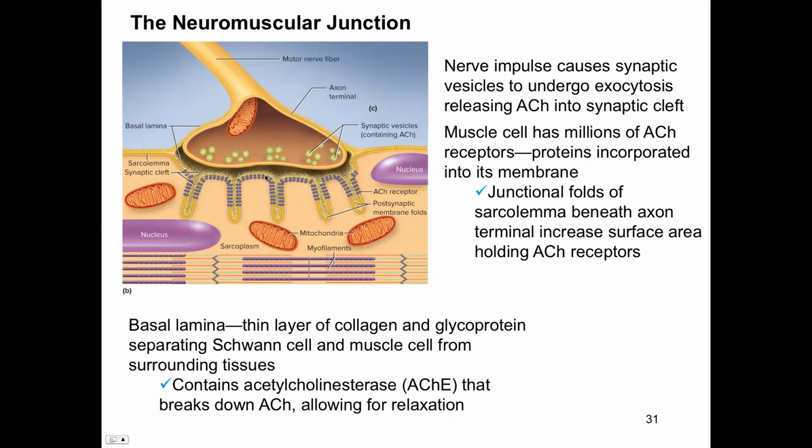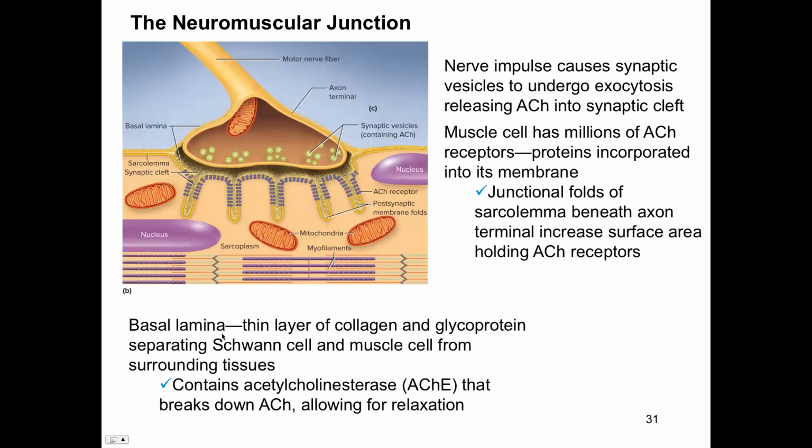The neurotransmitter, when we're talking about skeletal muscles, is called acetylcholine. It diffuses across the junction and binds to its receptors on the muscle cell. Here you can see on the muscle fiber, the sarcolemma, these invaginations. This is increasing the surface area, so you can have lots and lots of these receptors. The muscle cell can have millions of these acetylcholine receptors, and these folds increase the number that we have here.